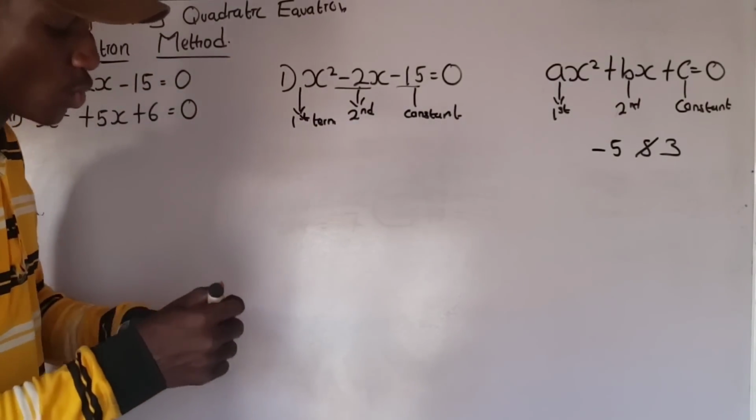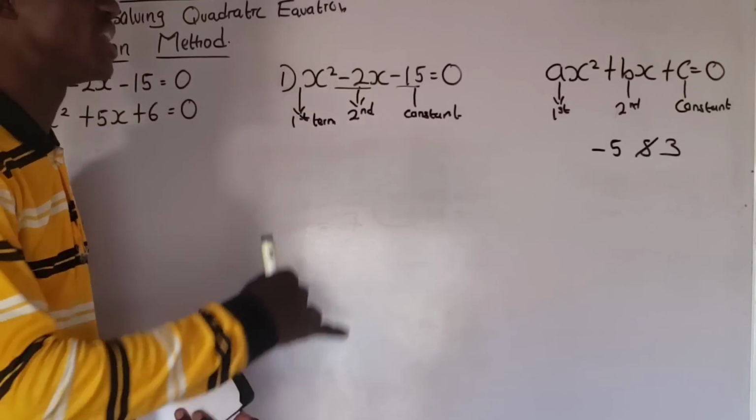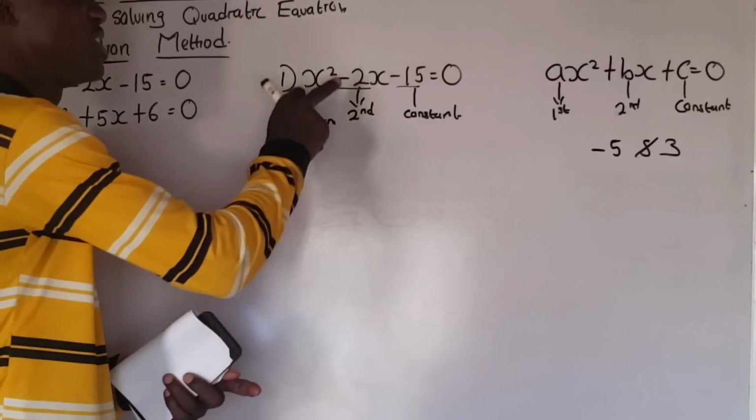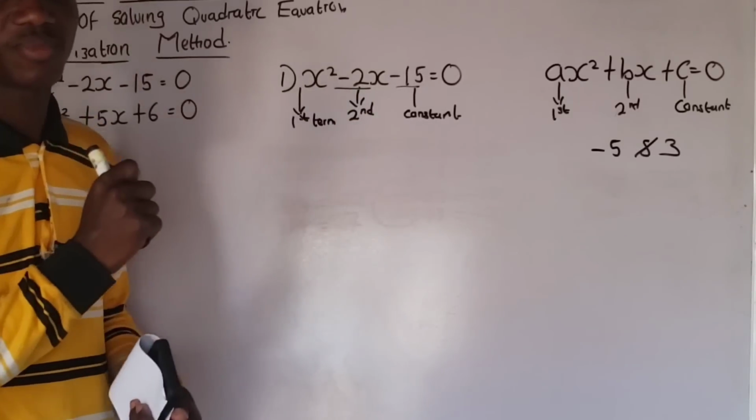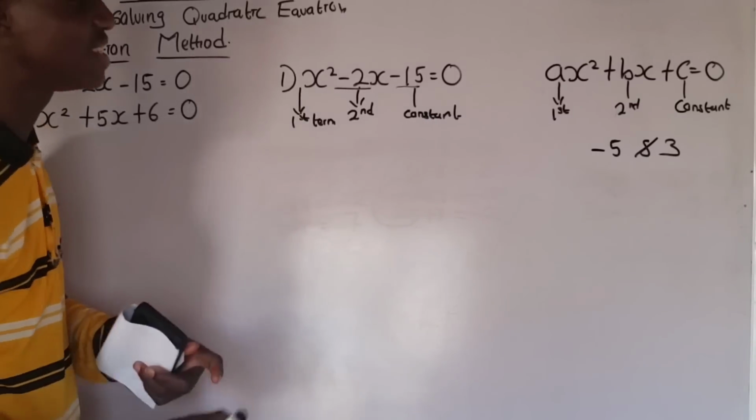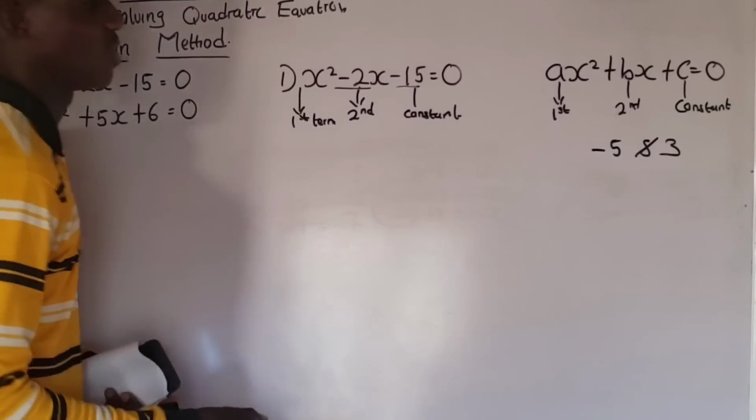The first step is to look for two numbers whose product is equal to the constant term and whose sum is equal to the second term. Okay, please just pay attention. Now the next step is to replace the second term by these two numbers. You understand? Okay, let's go.